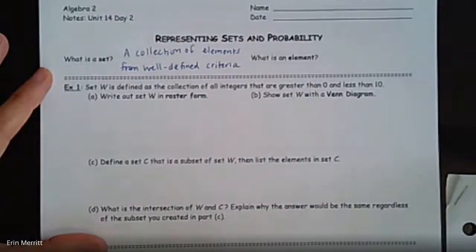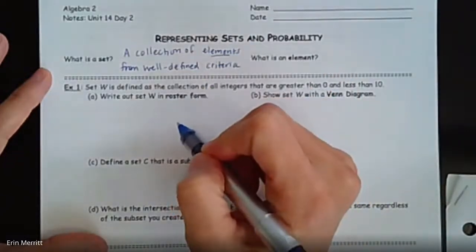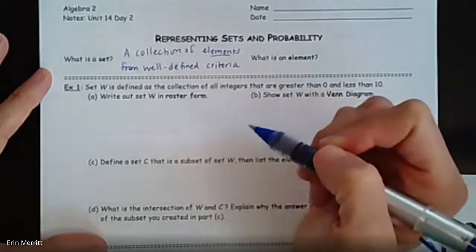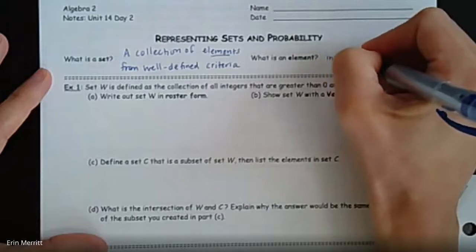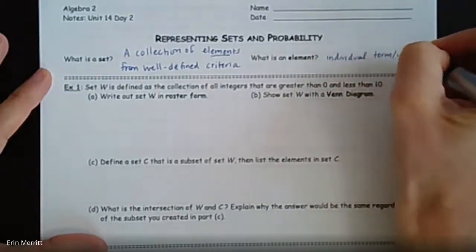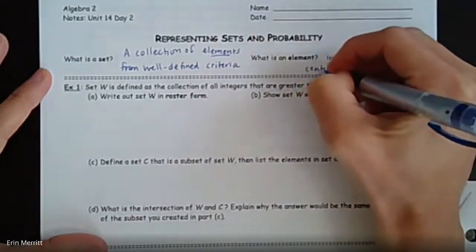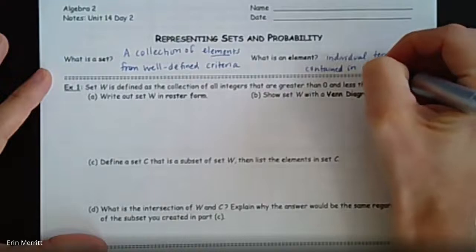So when it says, all right, well then what's an element? Because we're saying it's a collection of elements. That's just the individual term, or an individual item, contained in a set.